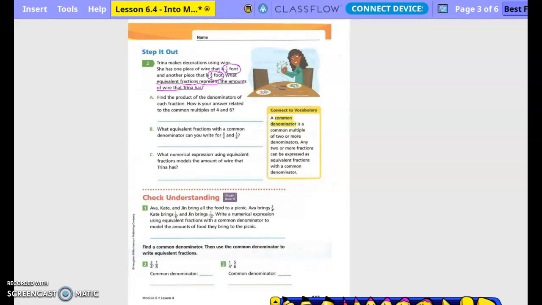So find the product of denominators of each fraction. How is your answer related to the common multiples of 4 and 6? So they want us to say 4 times 6, right? Which is 24. Okay. And so 24 is a multiple of 4 and 6. Okay, and then a common denominator is the common multiple of 2 or more denominators. Any 2 or more fractions can be expressed as equivalent fractions with a common denominator.